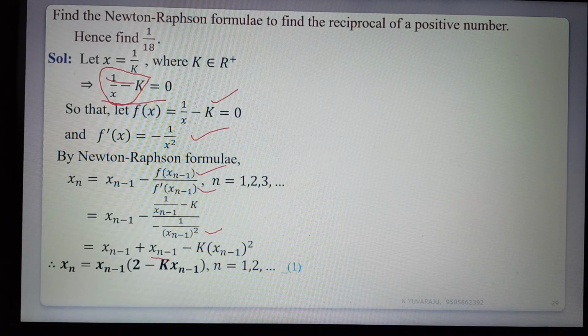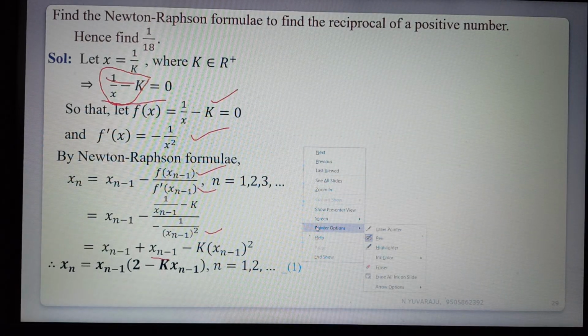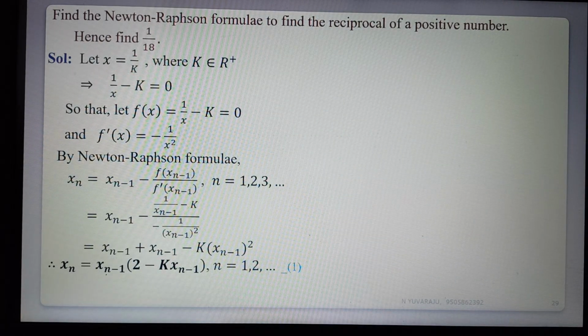So x_n is equal to x_{n-1} times 2 minus k x_{n-1}. Taking x_{n-1} common, that is x_{n-1}(2 - k x_{n-1}). This is the required formula for finding the reciprocal of a positive number. Substituting n equal to 1, 2, 3 up to 7, we get the approximations for finding the reciprocal of a positive number. This is the Newton-Raphson formula for finding the reciprocal of a positive number.